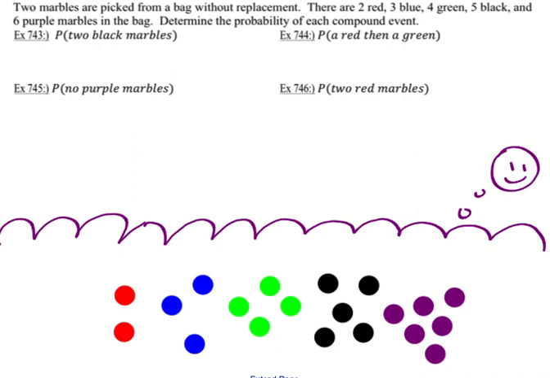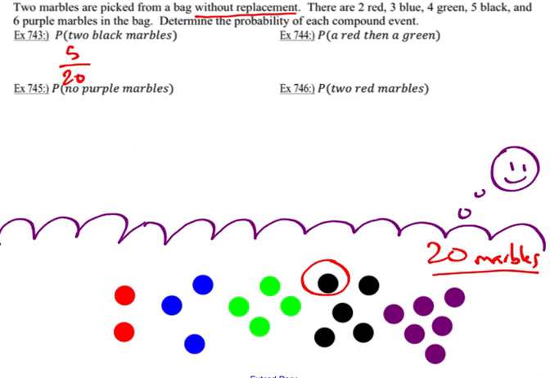First, we're going to pick 2 black marbles. Now, these marbles are not being replaced. So, the probability of the first black marble: actually, there's 5 black marbles out of a total of 1, 2, 3, 4, 5, 6, 7, 8, 9, 10, 11, 12, 13, 14, 15, 16, 17, 18, 19, 20. Looks like there are 20 marbles total. Okay, so that's 5 out of 20 chance of picking black.